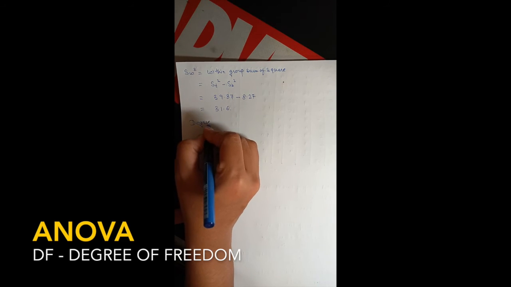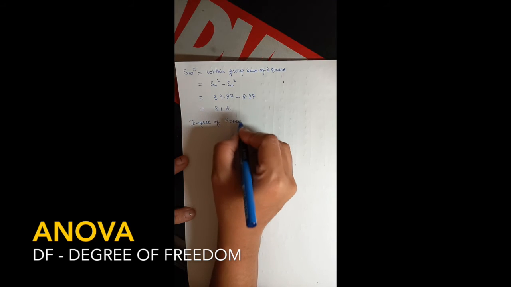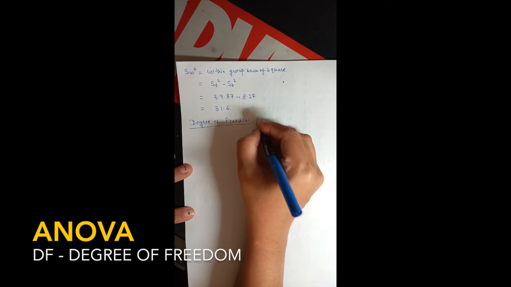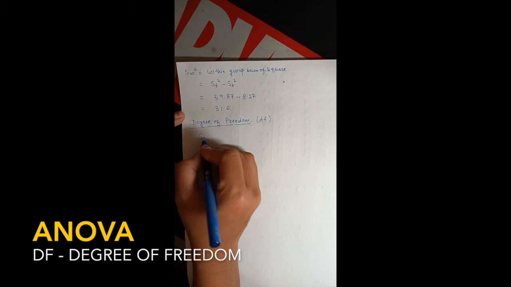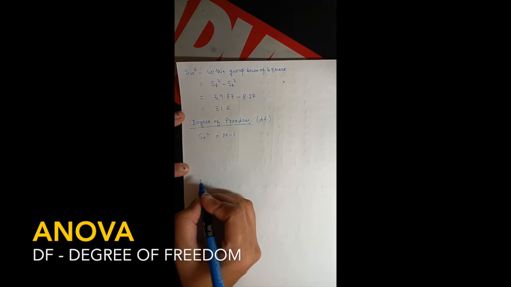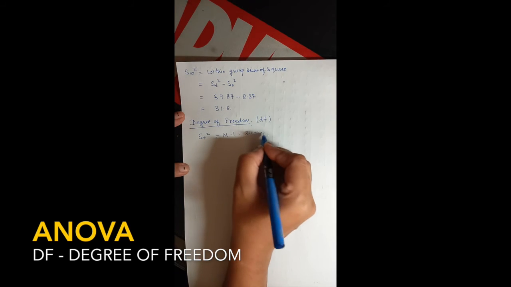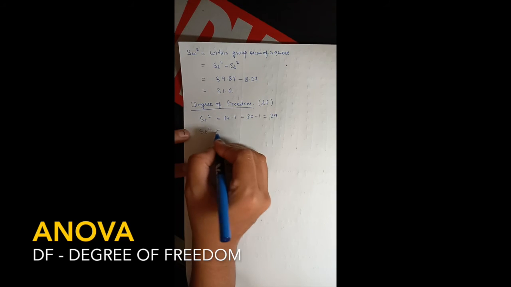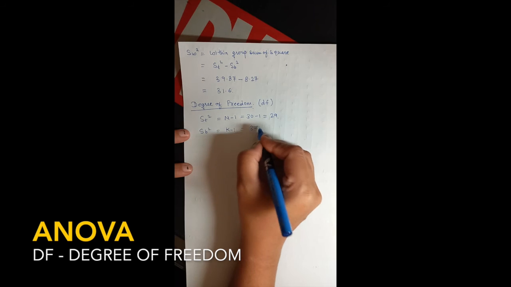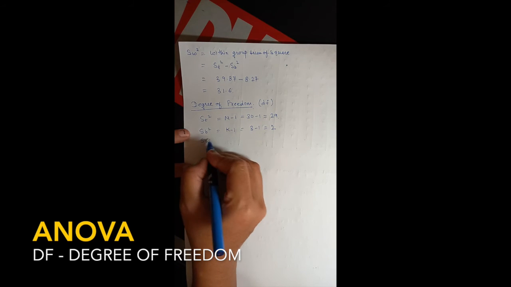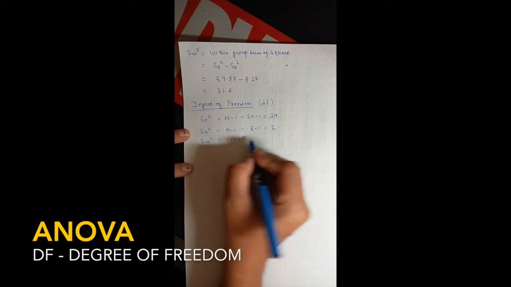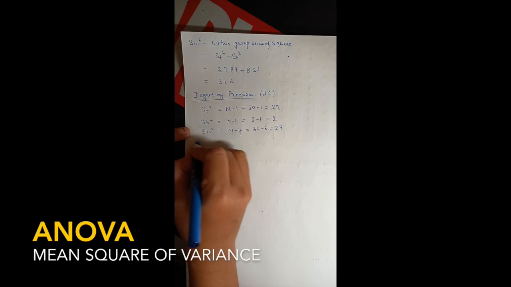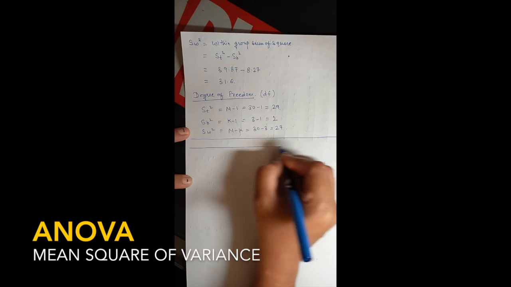Now the next step is to calculate the degree of freedom for each group sum of squares. For the total group sum of squares, the degree of freedom will be total n, that is n1 plus n2 plus n3 minus 1, right? So we will calculate the value here. For the between group sum of squares, the degree of freedom will be k minus 1. k here is the number of groups, and the number of groups here is 3, so it will be 3 minus 1. For the within group sum of squares, it will be n minus k. So this is very simple. We got the degree of freedom of each one of these.